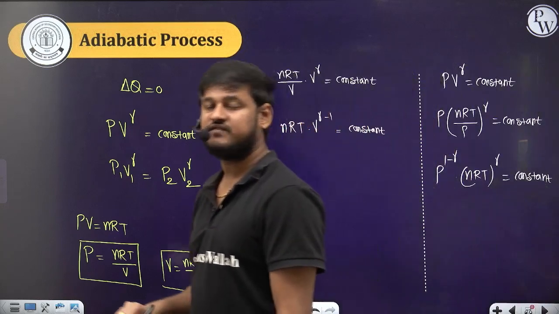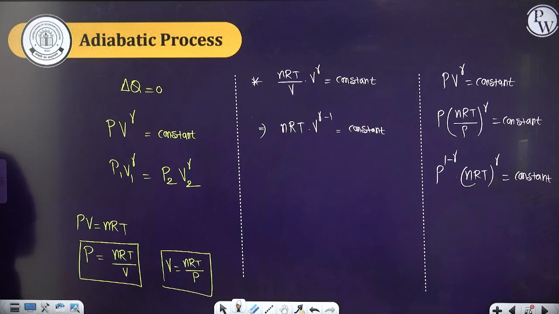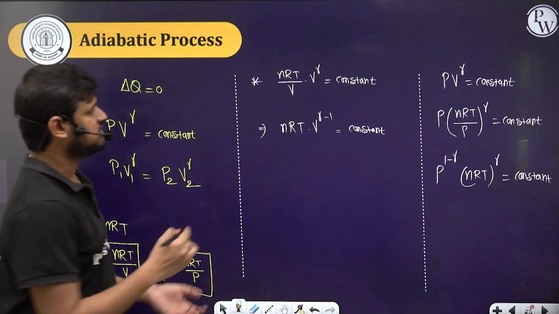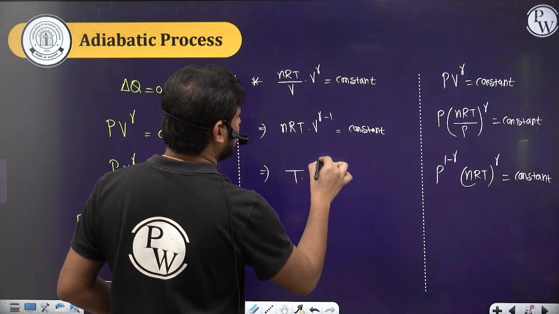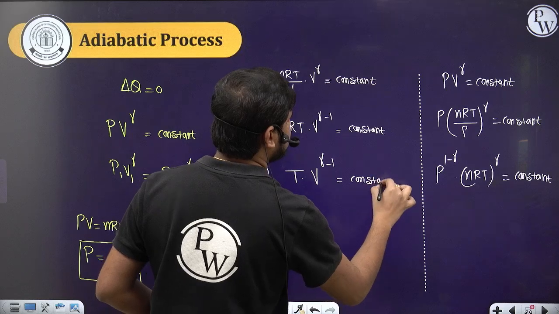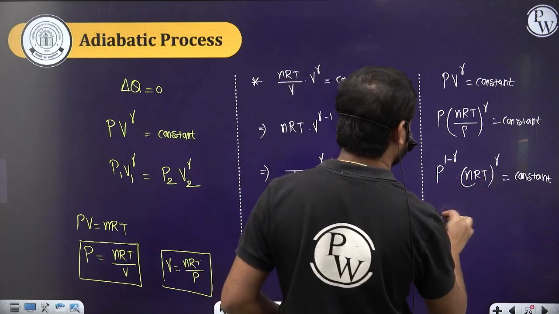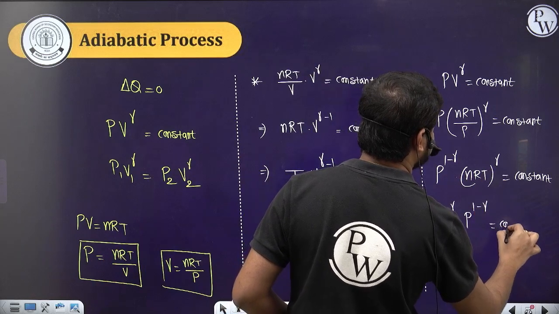These are the different ways you can write it in the adiabatic process. Clear? If the temperature is changing, you can write it according to the temperature. So nR, you can send it to that side. So T into V to the power gamma minus 1 is equal to constant here also. And T to the power gamma into P to the power 1 minus gamma is equal to constant.